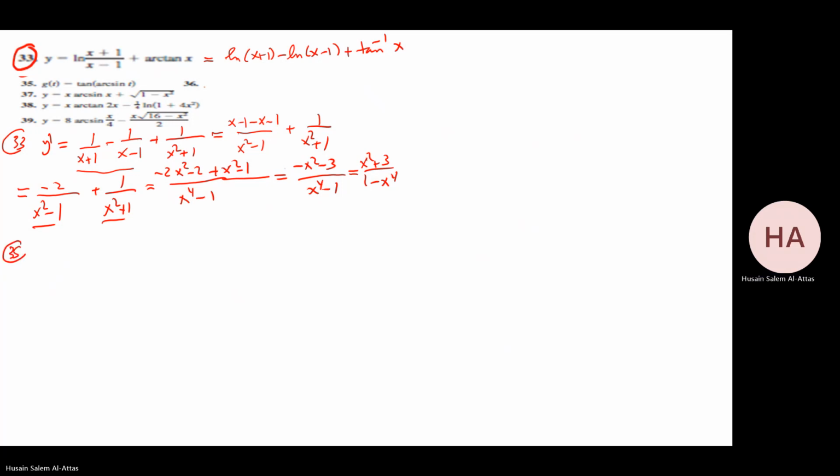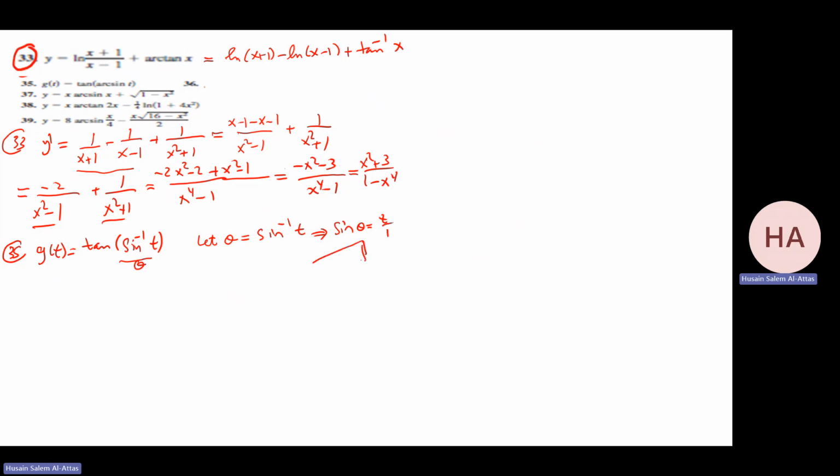35. What is 35? I have tan of arc inverse. G of t is equal tan of sine inverse of t. This one I can simplify using that, and now I have tan of theta. So let theta equal sine inverse of t, or this is we call it theta. So I have sine theta equals t over 1.